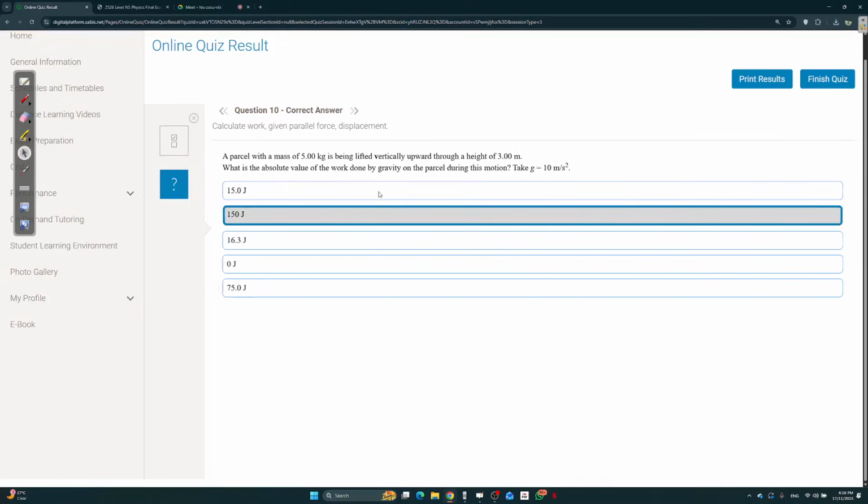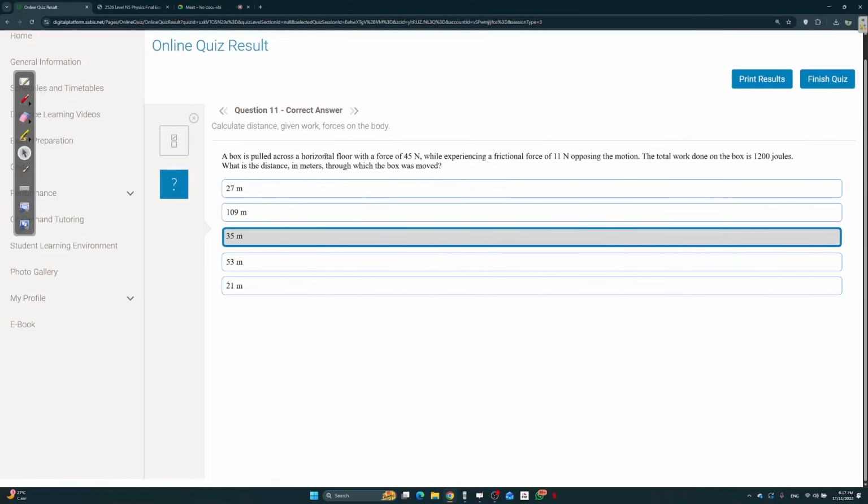Q10. A parcel with mass of 5 kilograms is being lifted vertically upward through a height of 3 meters. What is the absolute value of the work done by gravity during this motion? Simply, I'm not going to calculate this, it's mgh. So easy.